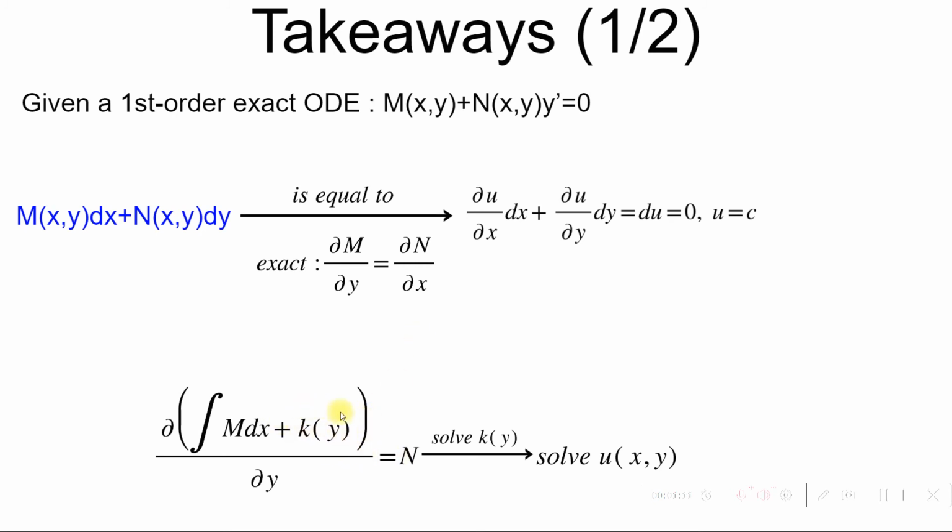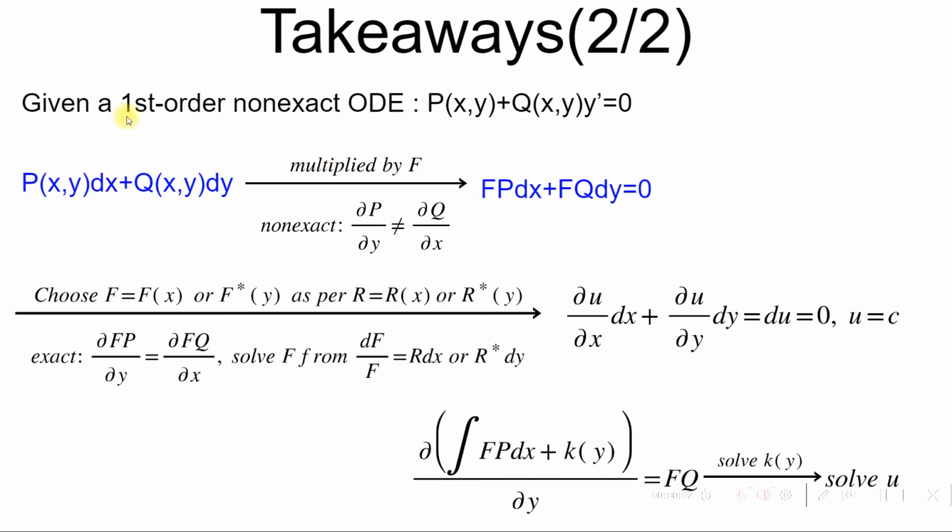But because the k of y is still unknown, we take the partial derivative of this one with respect to y, and this one should be equal to n, right? This one should be this one. So by this expression, we can solve k of y and eventually solve u.